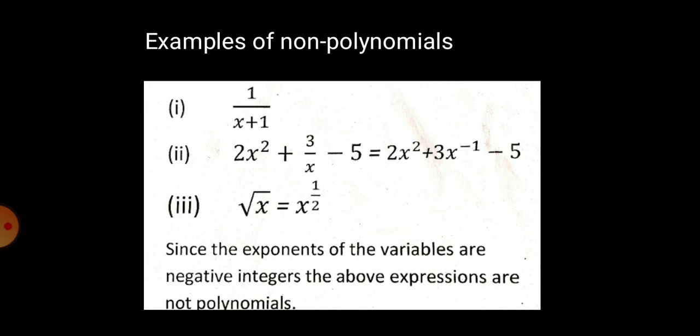The third one is square root of x. All of us know that square root means x power 1 by 2. When the power is 1 by 2, it is not an integer. Since at least one variable does not have an integral power, it is not a polynomial. As the exponents of the variables are not non-negative integers, they are the examples of non-polynomials. Now I think it is very clear to you how to classify a polynomial and a non-polynomial.